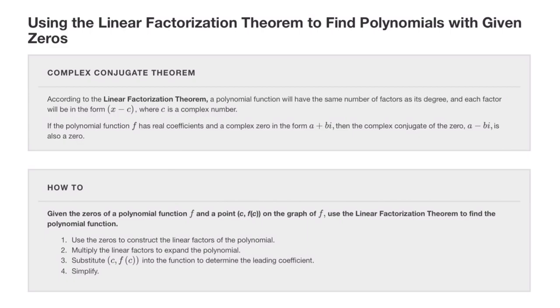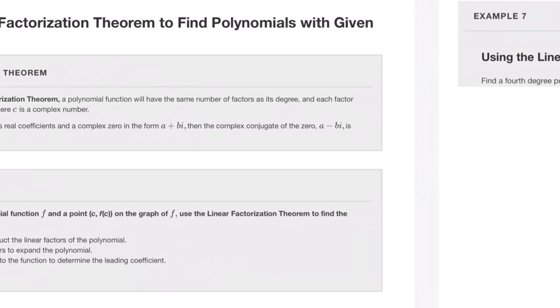All right, so using the linear factorization theorem to find polynomials with given zeros. According to the linear factorization theorem, a polynomial function will have the same number of factors as its degree, and each factor will take on the form x minus c, where c is a complex number. If a polynomial function has real coefficients and complex zeros in the form of a plus bi, then the complex conjugate of the zero, a minus bi, is also a zero. Right? So whenever we have one complex zero in the form of a plus bi, its complex conjugate is also a zero. Essentially, that's what it's saying.